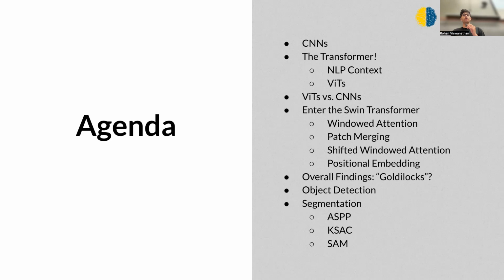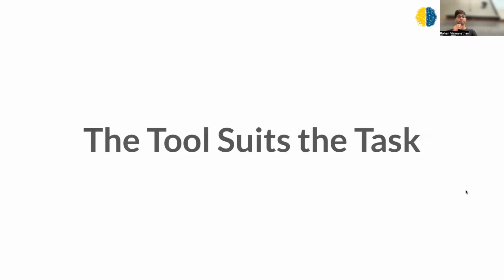This is a brief agenda of what we're going to be talking about. We're going to start off with CNNs, move on to a brief overview of the transformer, compare vision transformers to CNNs, talk about the Swin transformer, which is a step in the right direction, take a step back, and then briefly talk about segmentation, specifically the Segment Anything model. The other two aren't going to be as relevant for us today. So the tool suits the task.